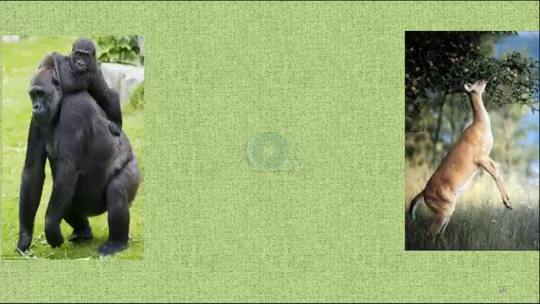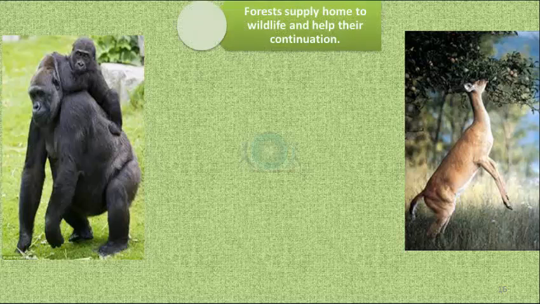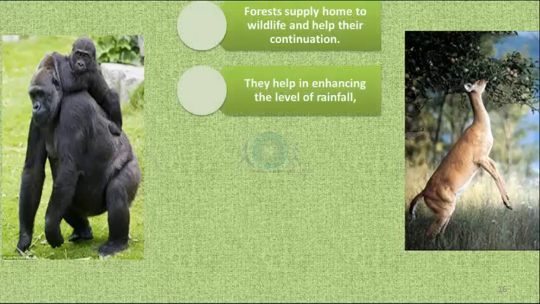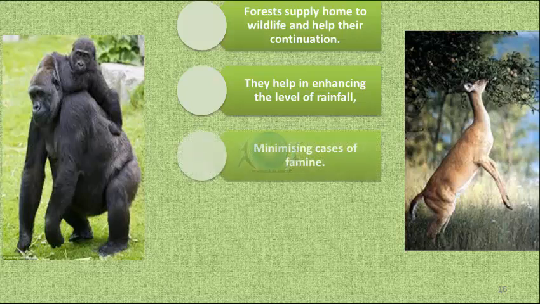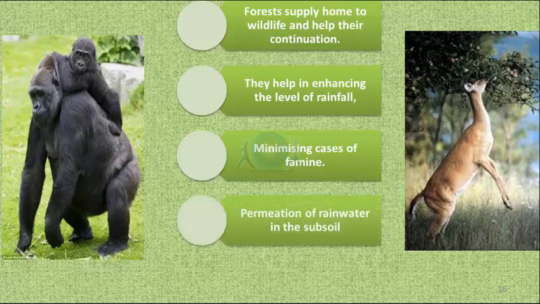Further, forests are home to wildlife and help their continuation. They help in enhancing the level of rainfall, minimizing cases of famine. Forest lands also help in permeation of rainwater into the subsoil and modifying the flow of river waters, both in rainy and dry seasons. Forests safeguard not only water but the soil as well. They thus help in reducing the volume of floodwaters and their ferocity.